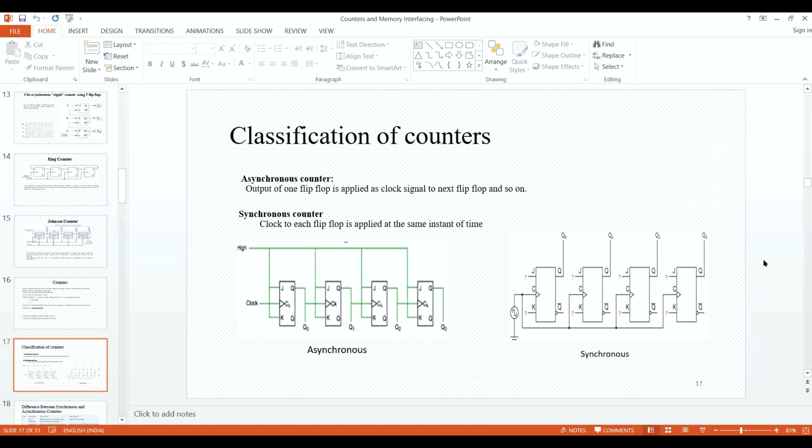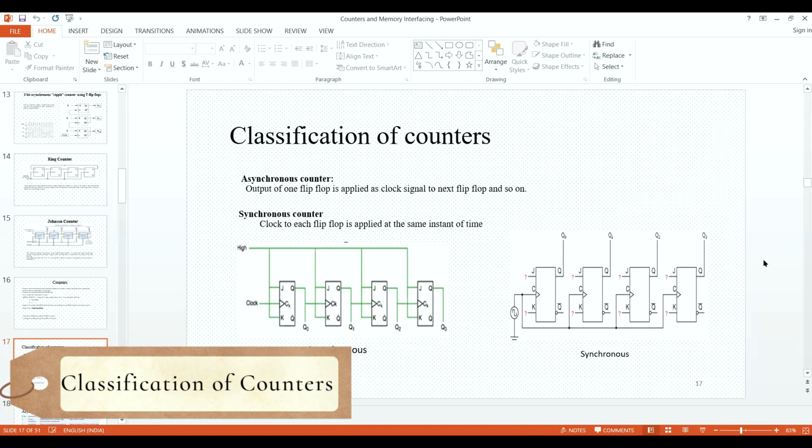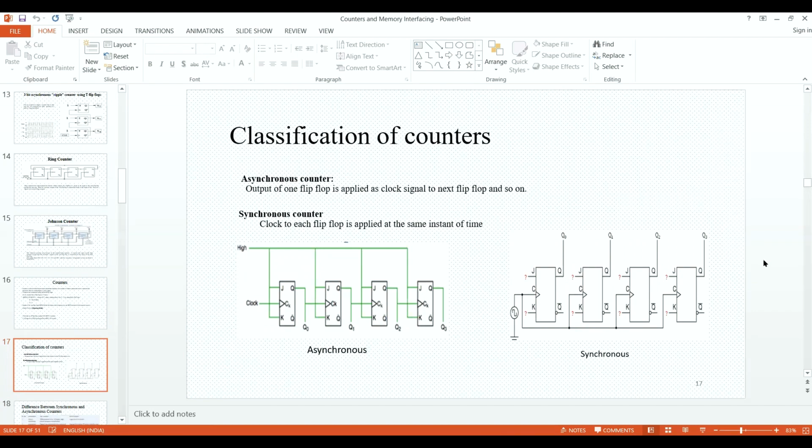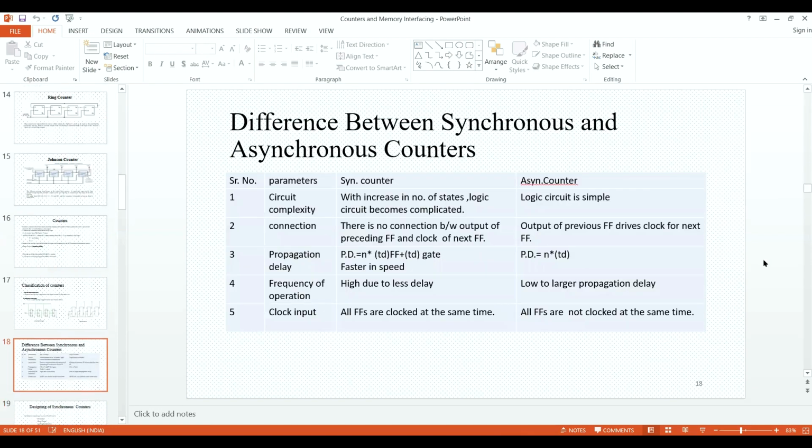So when I talk about classification of counters, I'll discuss it on the basis of asynchronous and synchronous. In asynchronous, the clock pulse won't be the same; the output of one becomes the input of the second. In synchronous, it is not the case. Every flip-flop is given the clock pulse, as you can see in the synchronous way.